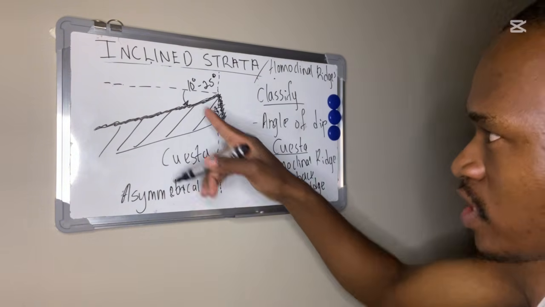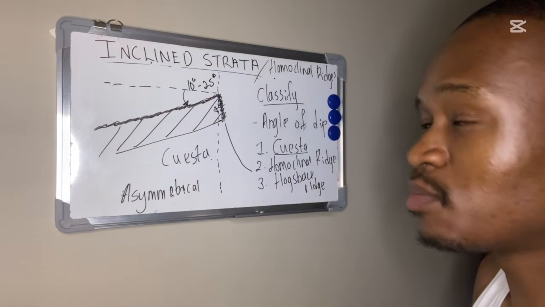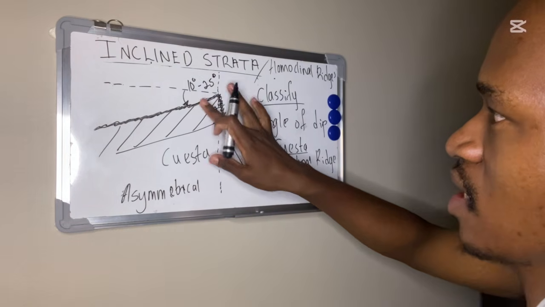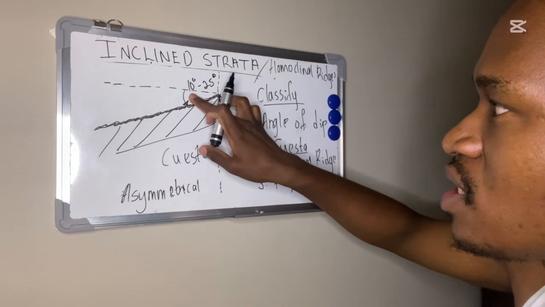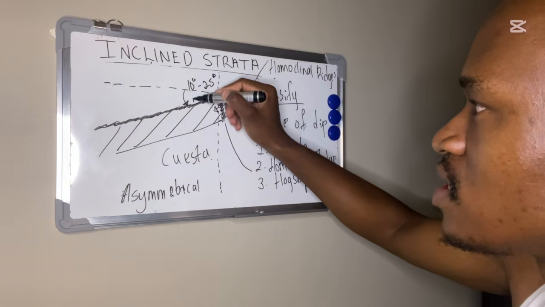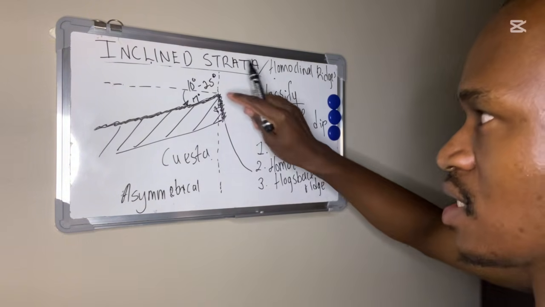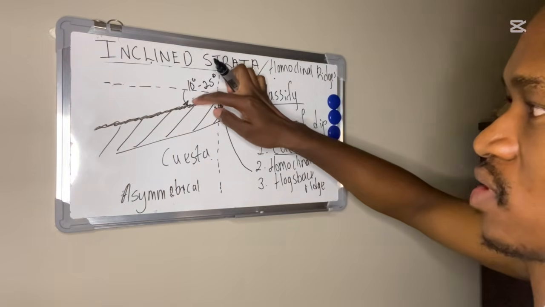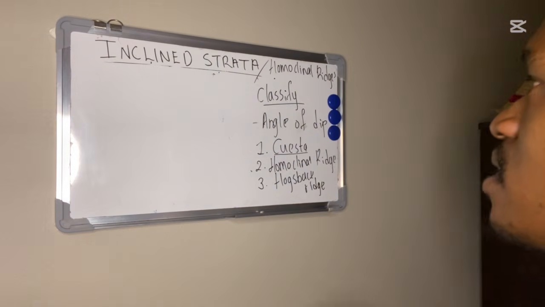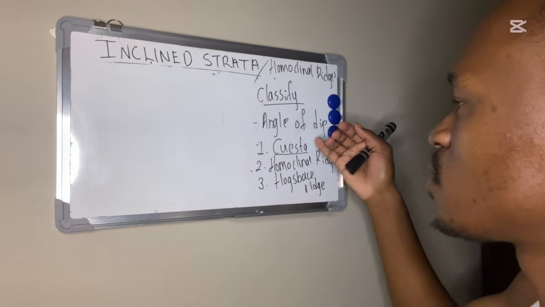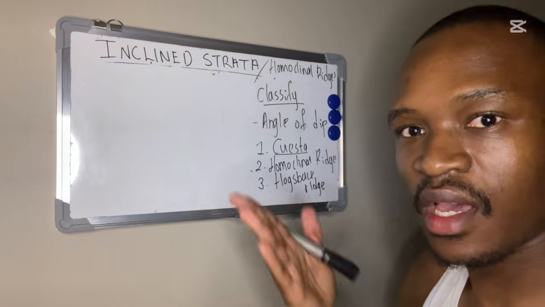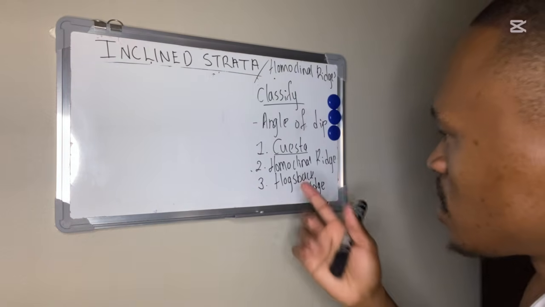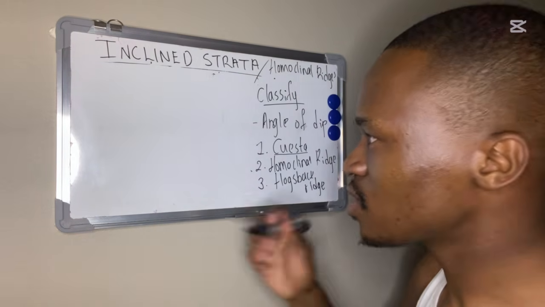Number one, we know that it is between 10 degrees to 25 degrees. So if the angle of dip, let's say it was 17 degrees, can you see 17 degrees is between 10 to 25, so it is a Cuesta. Number one is the Cuesta. The second one is known as a homoclinal ridge. And then the third one is the Hogbacks ridge, right? But let's just go to the second one.